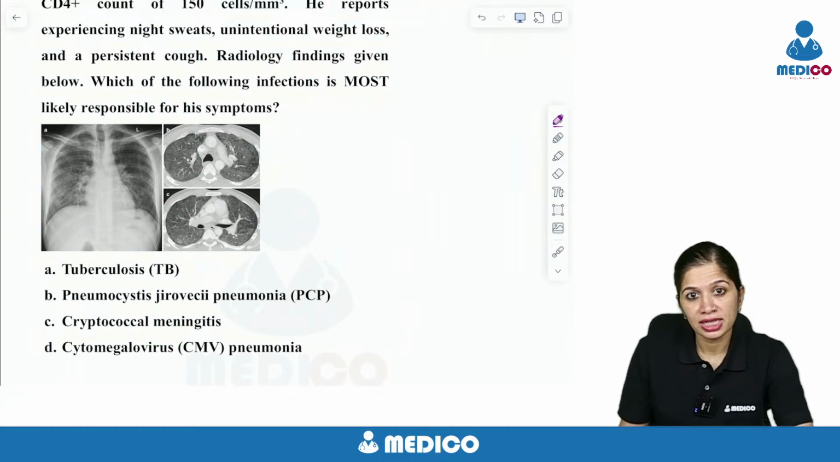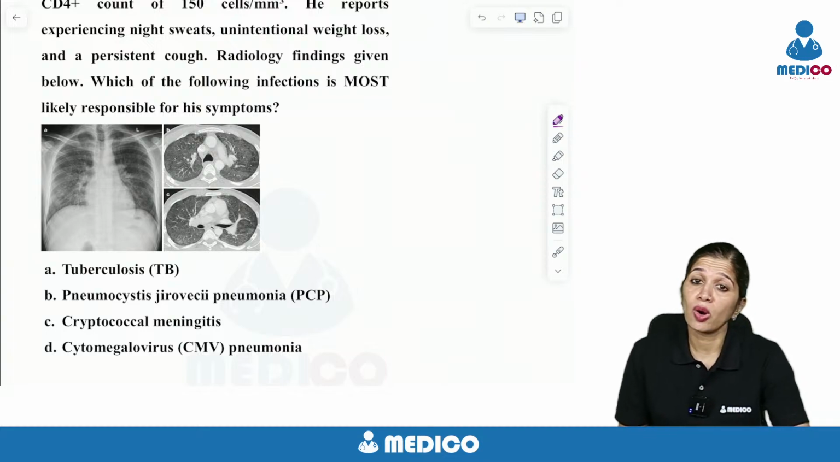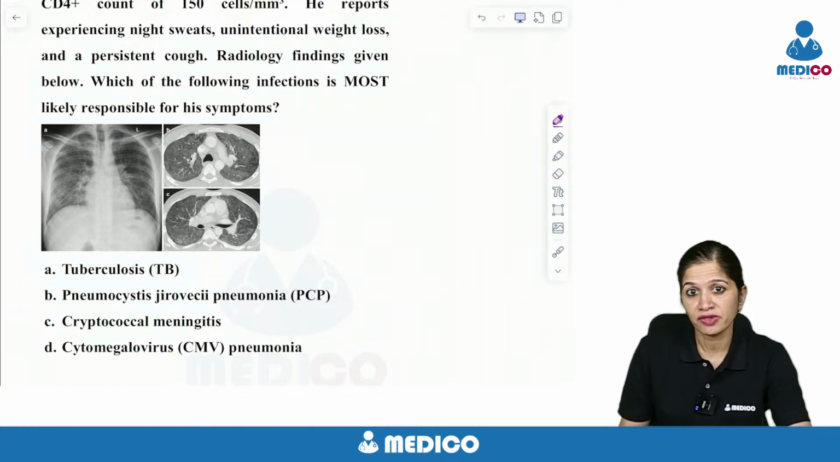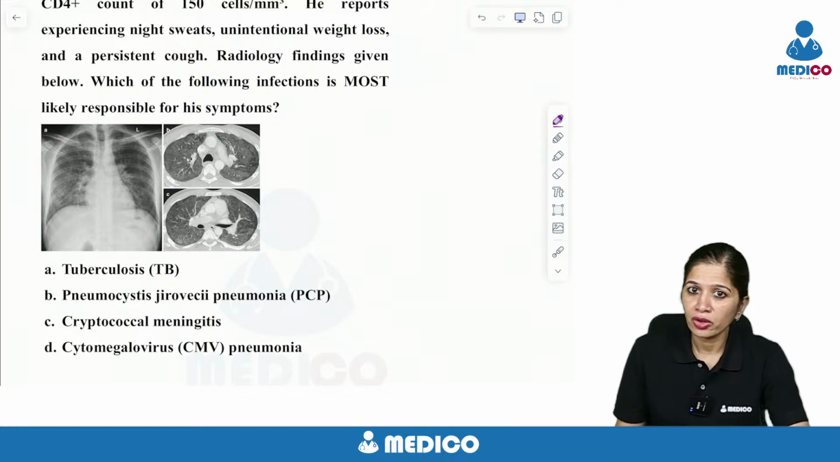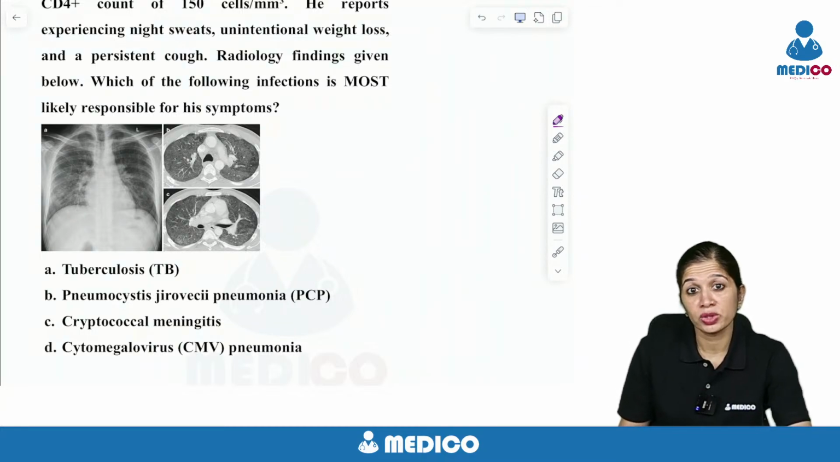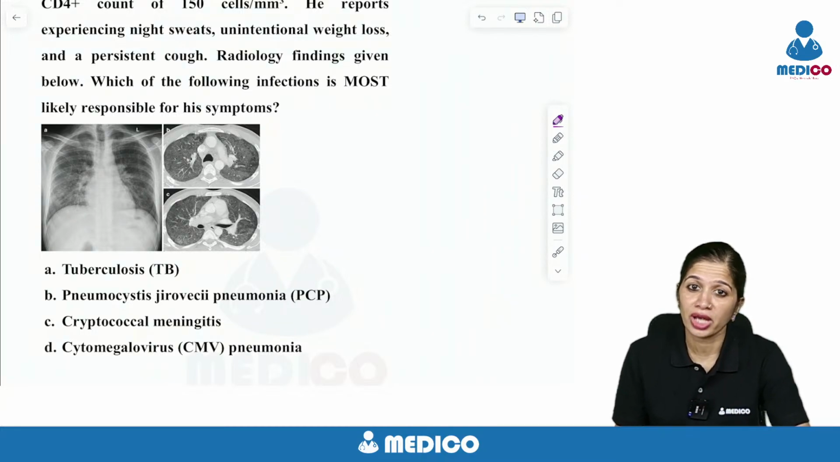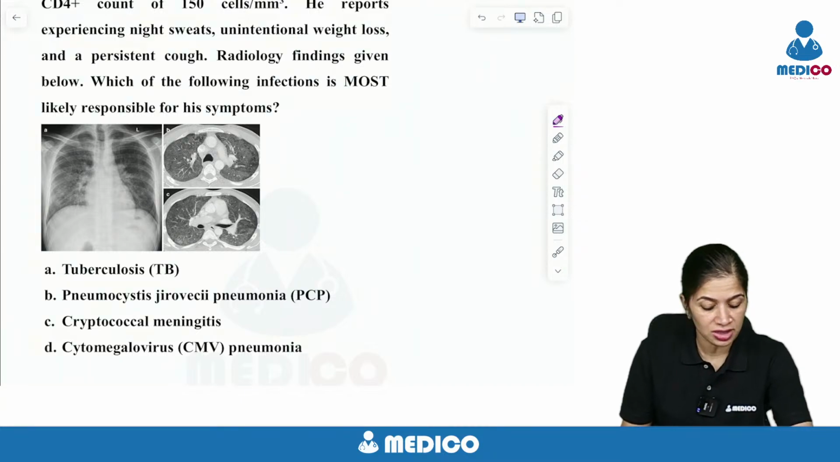Now, in almost 99% of the cases, when you get a question like this, the single most common entity that is responsible for causing pneumonia in an HIV positive patient is pneumocystis jirovecii. So whether or not you know about the other options, you would still be highly likely to be on the right answer if you pick pneumocystis jirovecii.